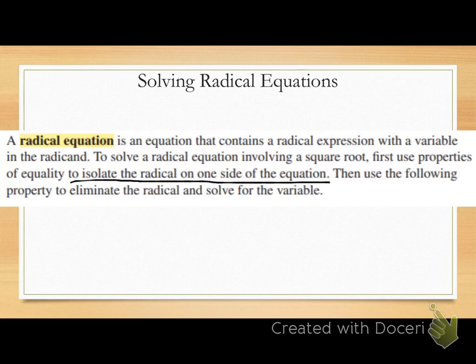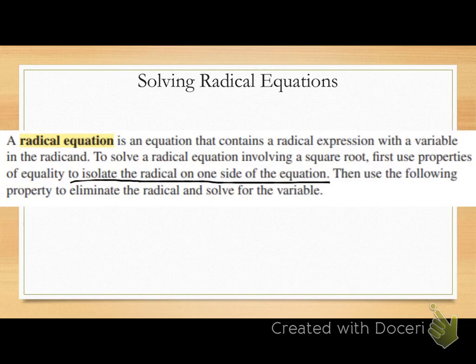So first thing we want to do is get the radical completely by itself. There can still be stuff under the radical. There can be an expression under there. But I don't want anything added to the radical, subtracted from the radical, multiplied by it, or divided by it. Does that make sense? And we just use our inverse operations to get the radical by itself.